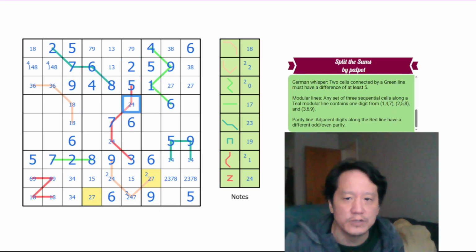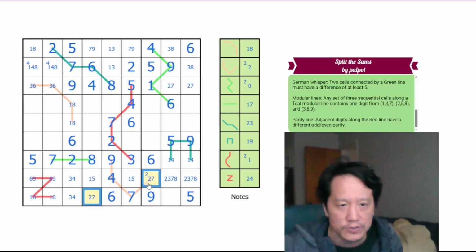So 2 is here, which eliminates 2 here. So this is 4, which eliminates 4 in the rest of the box. So that's 2, which makes this 4. So this cannot be 2 or 4. It's 7, which means the yellows are the 2s.